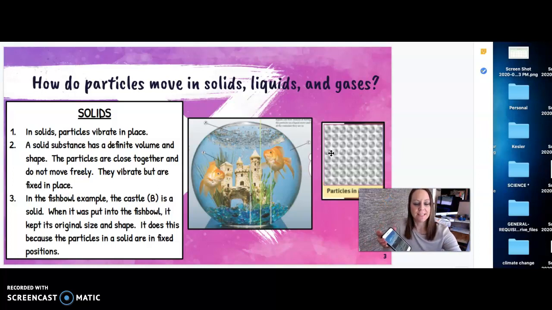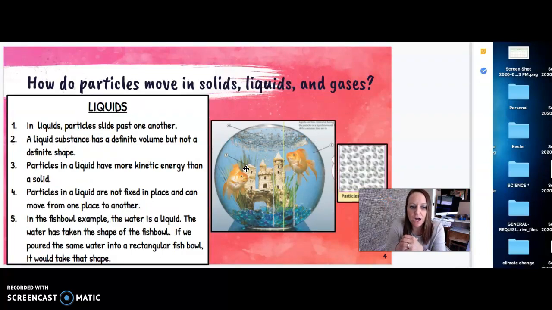So that's that second note. A solid substance has a definite volume and shape. The particles are close together and do not move freely. They vibrate but are fixed in place. And the example on here is this fishbowl. We'll see this on each of the three states of matter slides, the castle that we put in there. If you put that castle in that fishbowl, it's going to keep its original size and shape. It's not going to take the shape of the fishbowl or anything like that. That's why, because it has particles that are in fixed positions. So that's a solid. Solids have particles that vibrate in place. They have a definite volume and a definite shape.